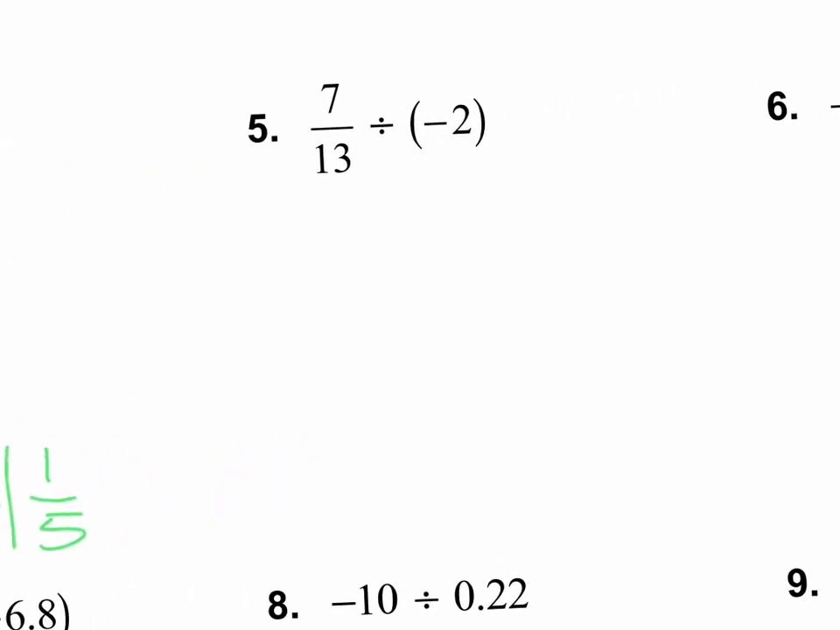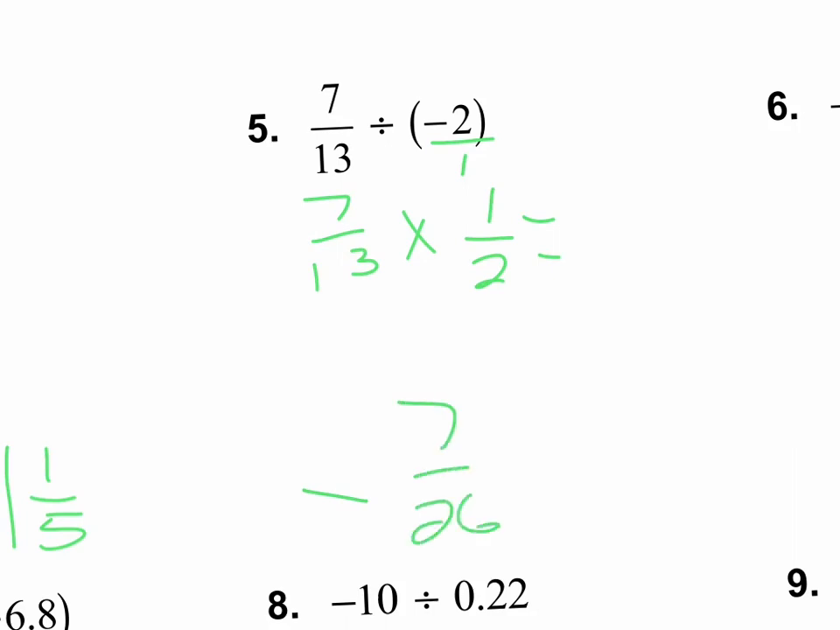Okay, so positive divided by negative gives me a negative. Skip it, so 7/13. We flip it. When it's a whole number, it's over 1. So when I flip it, it becomes 1/2. And we multiply it. So if I look at 7 and 2, nothing goes into 7 and 2. Nothing goes into 1 and 13. So I can just go ahead and multiply. 7 times 1 is 7. 13 times 2 is 26. So my answer is negative 7/26.